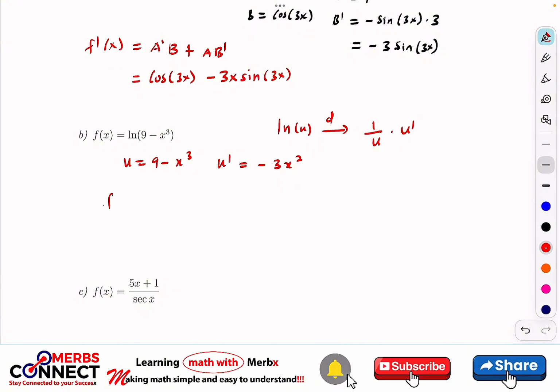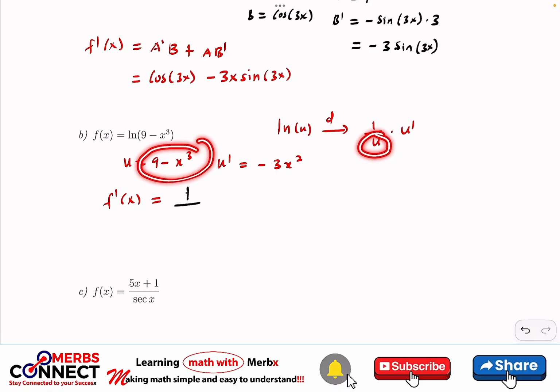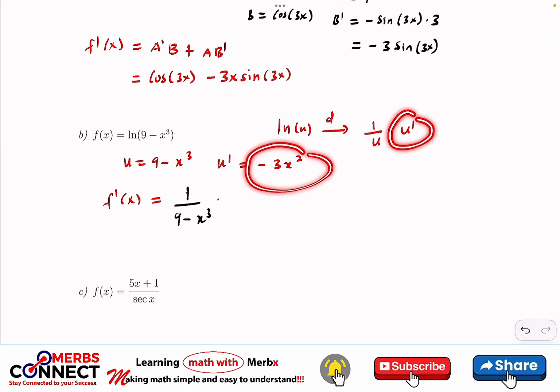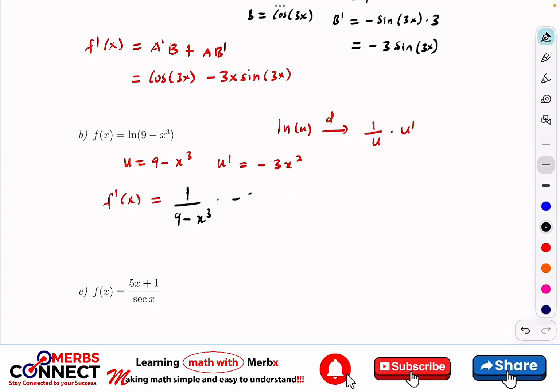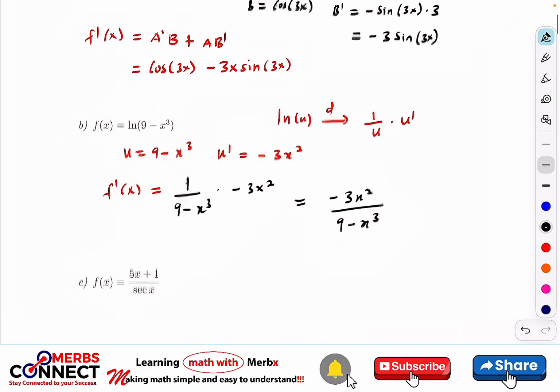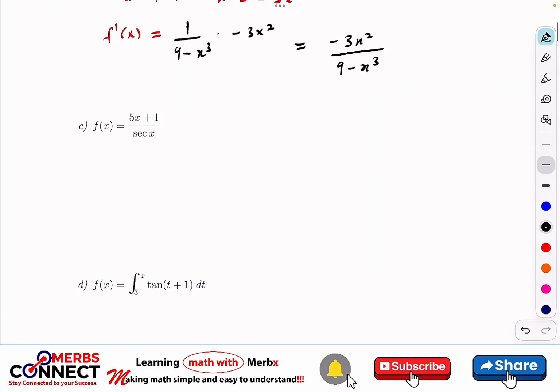So what is f prime here? Now f prime of x here is going to give us 1 divided by U, right? But my U is this. So I'm going to have 9 minus x to the power 3 times U prime, which is here. So this is going to give us minus 3x squared. So this is what we are going to get. Do not simplify, but let's simplify this and have this divided by 9 minus x to the power 3. Okay, so these are very short and simple.